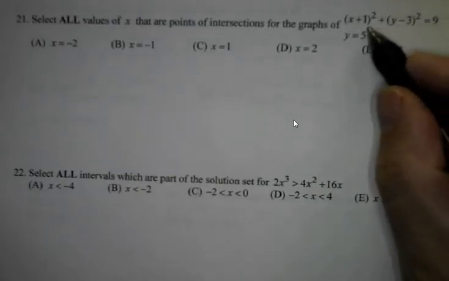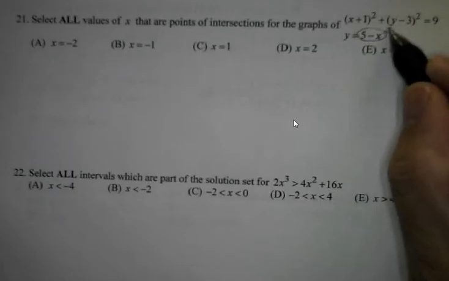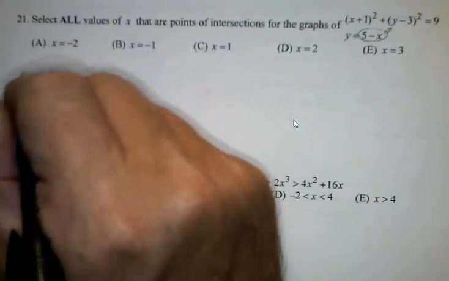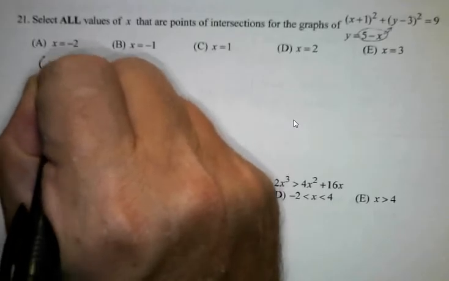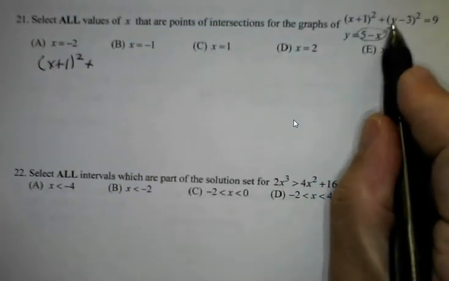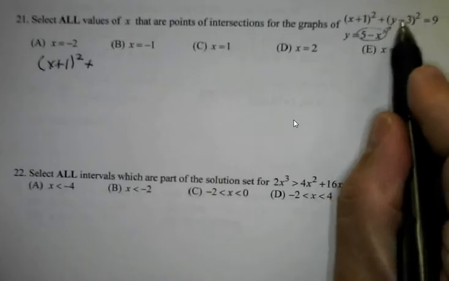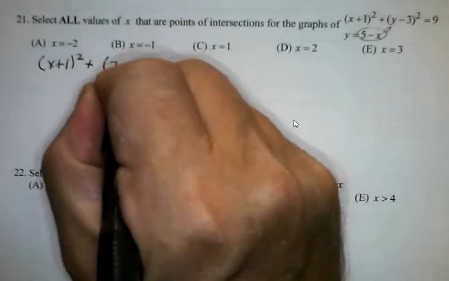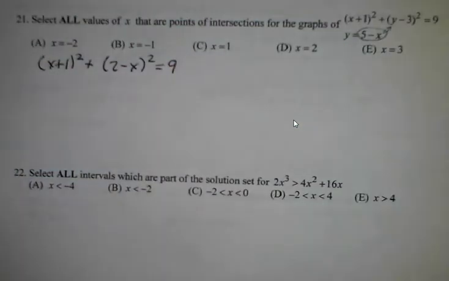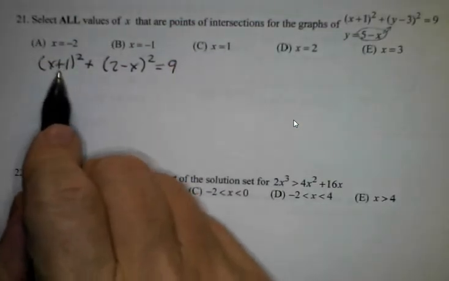So I'm going to replace the y here with 5 minus x. So that gives me x plus 1 squared plus, I've got 5 minus x minus 3. So 5 minus 3 gives me 2. Now I've got to solve this equation. Be careful with the squaring.